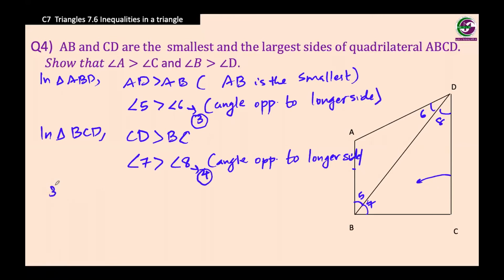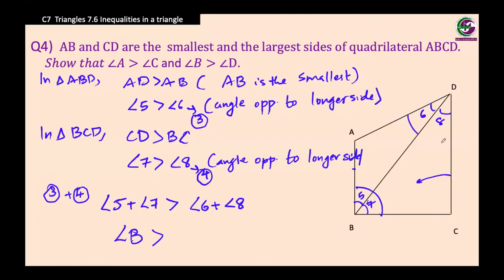When we add 3 plus 4, we get angle 5 plus angle 7, following the same inequality, is greater than angle 6 plus angle 8. And you know 5 plus 7 is the angle B, which is greater than 6 plus 8, which is the angle D. And that is what we have to prove.